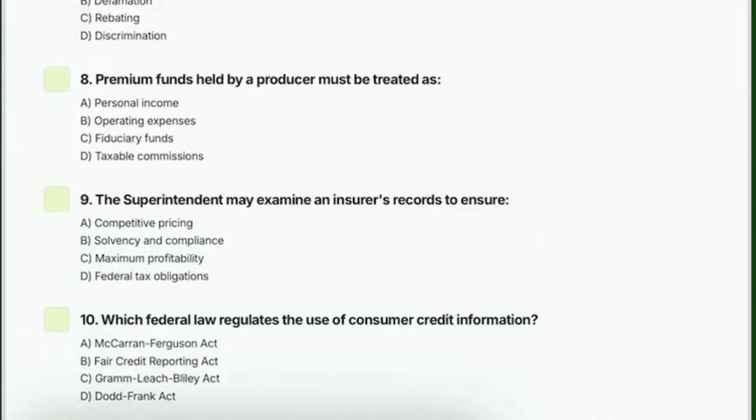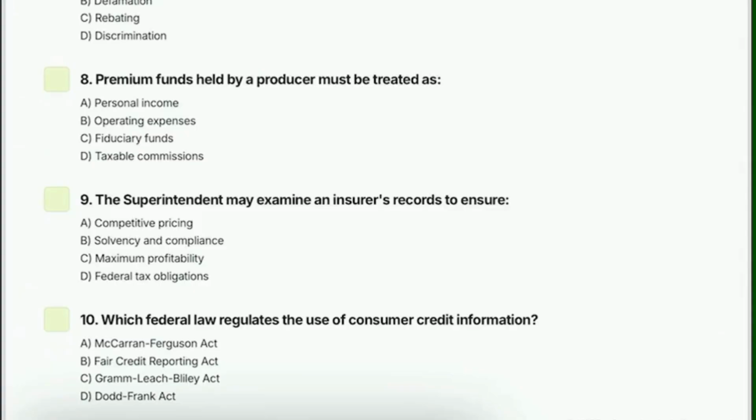Or D, taxable commissions. Number 9, the superintendent may examine an insurer's records to ensure A, competitive pricing. B, solvency and compliance. C, maximum profitability. Or D, federal tax obligations. Number 10, which federal law regulates the use of consumer credit information? A, McCarran-Ferguson Act. B, Fair Credit Reporting Act. C, Gramm-Leach-Bliley Act. Or D, Dodd-Frank Act. All right, let's see how you did.